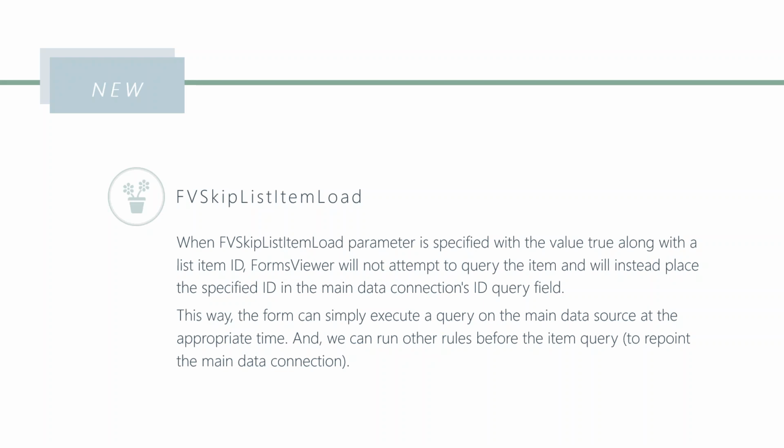Before this parameter is added to FormsViewer, list forms will always attempt to load the list item before any rules can run, which means that we can't run any rules to repoint the form's data connections before the item query happens. Now that this parameter is added to FormsViewer, you can specify the FVSkipListItemLoad in your query string, and when this parameter is specified with a value true along with a list item ID, then FormsViewer will not attempt to query the item and will instead place the specified ID in the main data connection's ID query field. And that allows us to run the rules needed to repoint the main data connection.